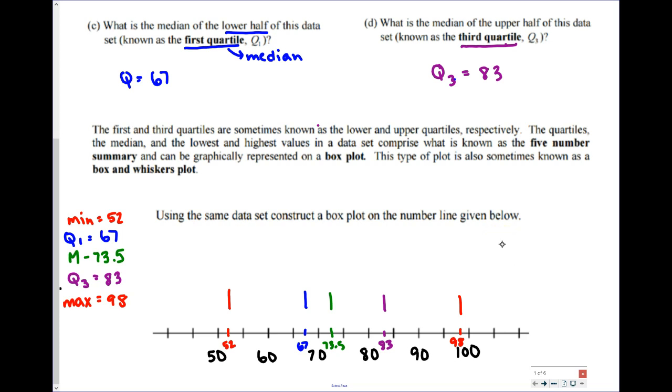Now why is this thing called a box and whisker plot? Because your quartiles and your median are going to form a box. You make a rectangle. Then you connect that box to the minimum and maximum, and so it kind of looks like a box and 2 whiskers. That's why this is called a box and whisker plot, which I think is kind of cool because cats have whiskers and this has whiskers. So that's why I kind of like these, okay?